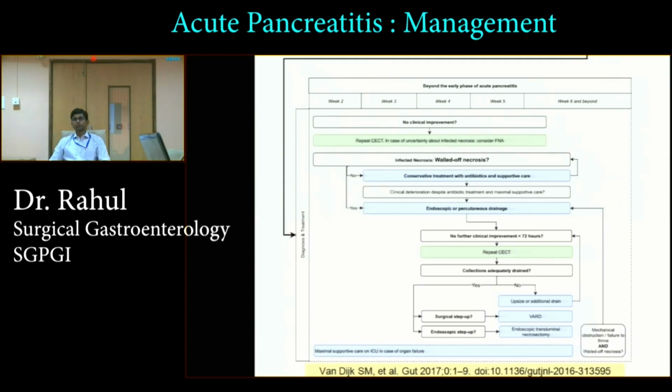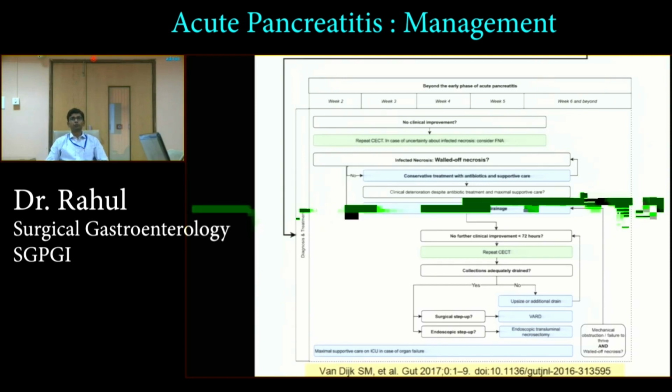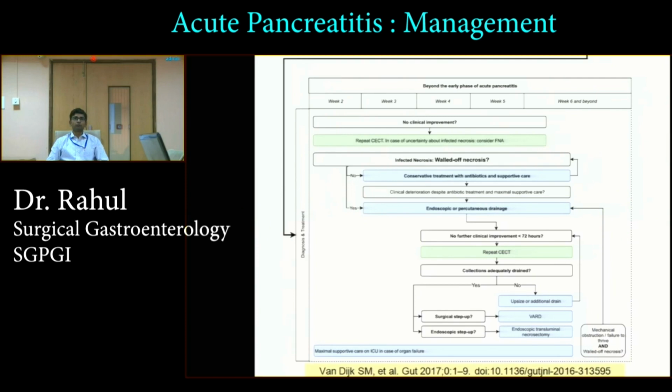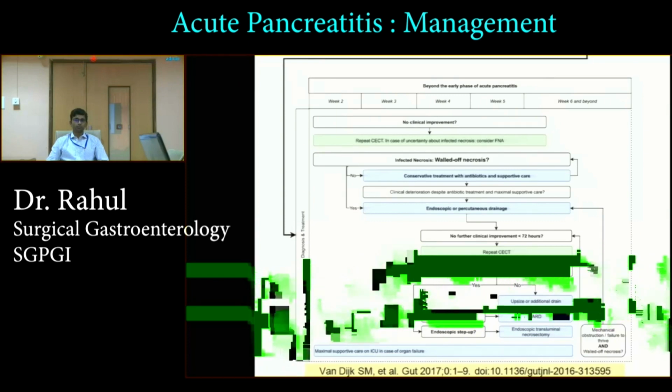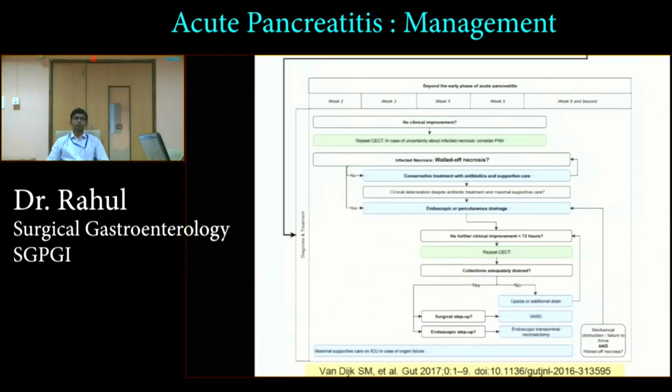If it doesn't improve, then we may consider repeat imaging, and we may consider a step-up approach in terms of endoscopic step-up or surgical step-up. So endoscopic step-up includes endoscopic drainage followed by endoscopic necrosectomy, and surgical step-up includes video-assisted retroperitoneal debridement. If it doesn't work, it may be repeated. If that doesn't work as well, then it may be open necrosectomy. And all throughout this period, the patients need to be evaluated, observed and treated in ICUs or HCUs during the course of severe acute pancreatitis.